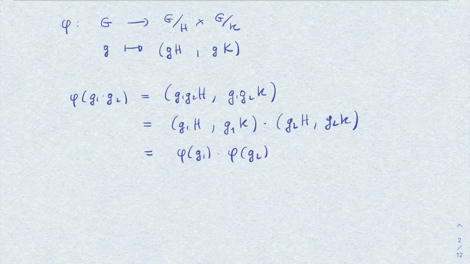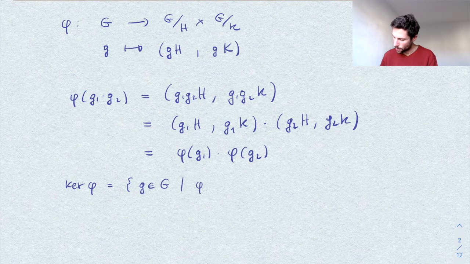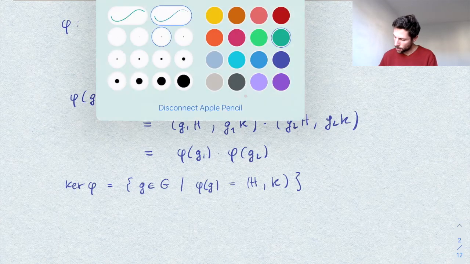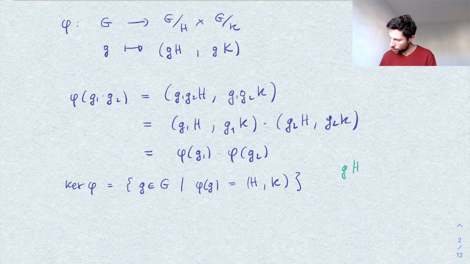So this is indeed a homomorphism, and now, in order to apply our reasoning, we want to show that the kernel of this phi is trivial. So let's do this here. The kernel of phi, by definition of kernel, is the set of g in capital G such that phi of g is equal to the pair of cosets H, K. Now phi of g by definition is gH, gK, so we are asking that this is equal to the pair H, K.